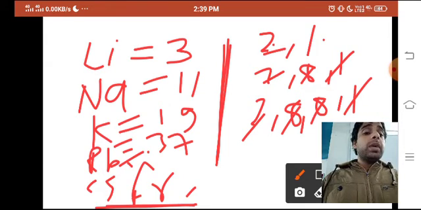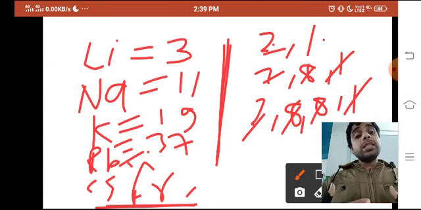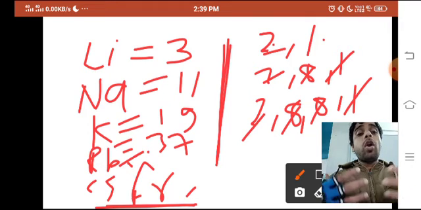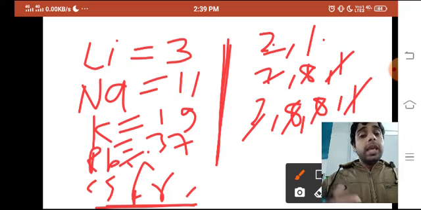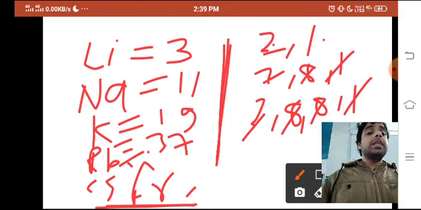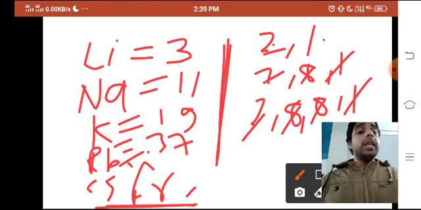And if the shell number is increasing, that means the distance from the nucleus to the outermost shell, which is the last shell, will increase. If the shell number increases, the atomic radius is also increasing. If the atomic radius is increasing, that means atomic size is increasing.